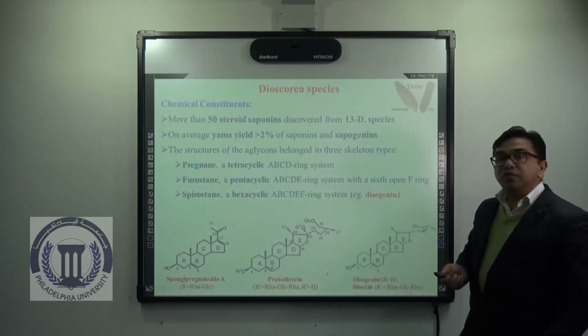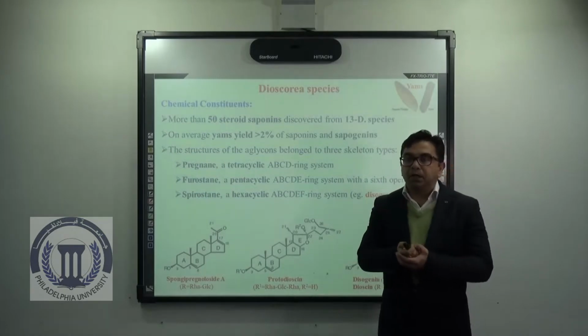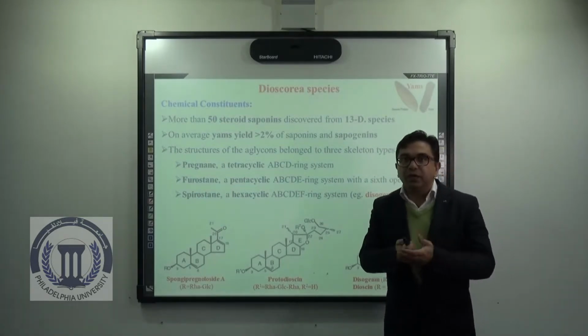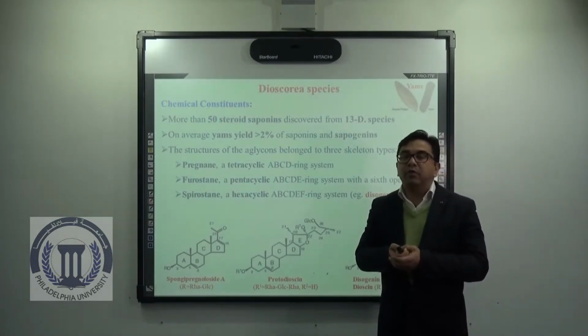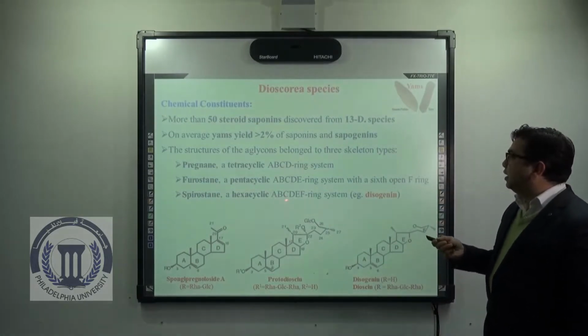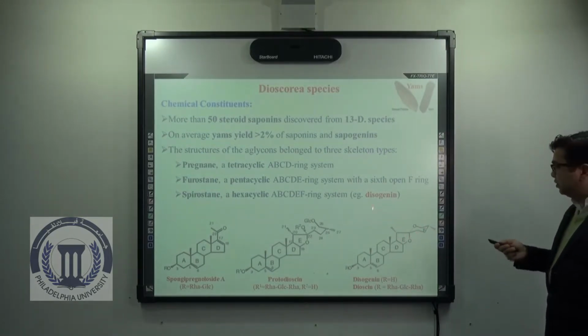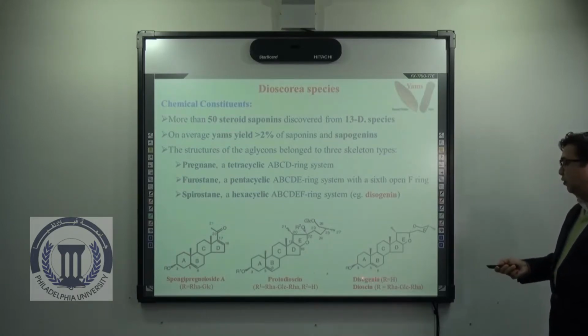The third one, which is most important and hugely available and used for pharmacological purposes, is the spirostan or hexacyclic ABCDEF ring system. The most important example is diosgenin. Diosgenin is the name of the aglycon part. When it is attached with sugar like a trisaccharide, rhamnose, glucose and rhamnose sugar, it is known as dioscin.